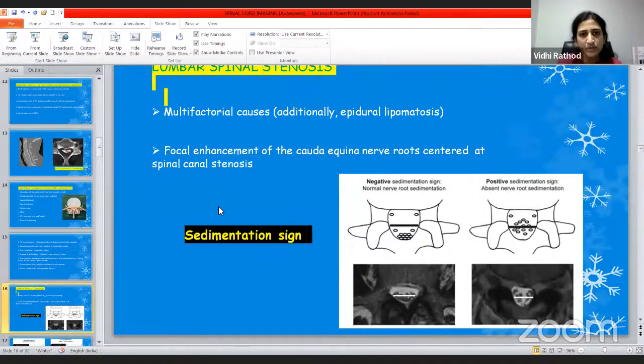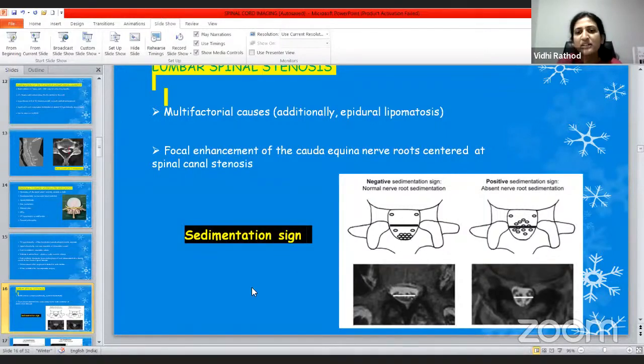Now to lumbar spinal stenosis. Lumbar spinal stenosis has multifactorial causes, which we just saw in the prior slide. And additionally, in the lumbar spine, there can be epidural lipomatosis as well. In lumbar spinal stenosis, there is focal enhancement of the cauda equina nerve roots at the level of stenosis. And classically, the sedimentation sign has been described.